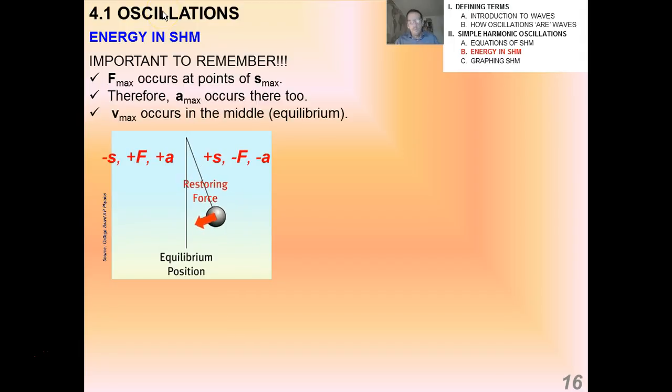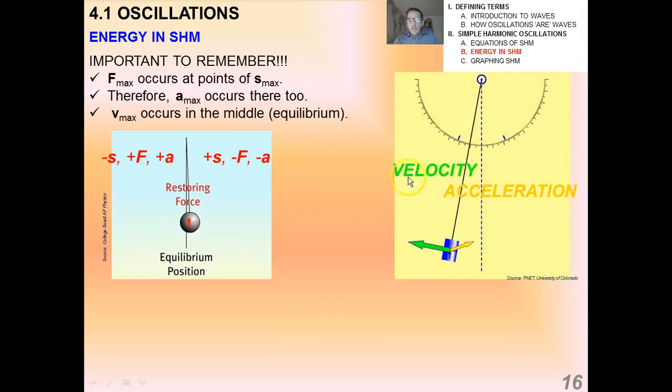This is complicated, but what I'm presenting to you in this video is just what you need to know as an SL student and a core higher level student. We're going to get into all of this in much more detail, especially mathematical detail, in topic 9 as a higher level, but for now, this is what you need to know. So again, F max at points of s max. A max occurs there because of Newton's second law, and v max occurs in the middle.